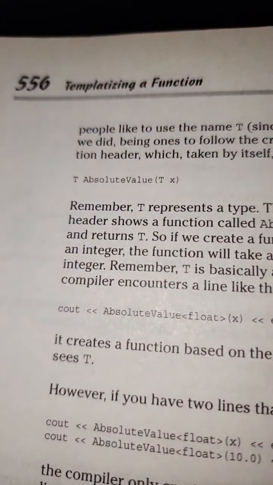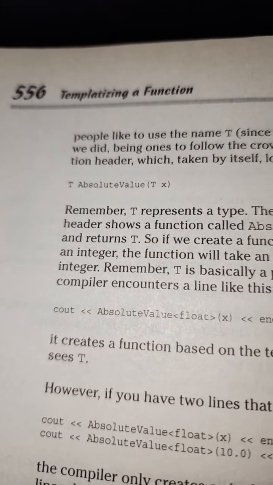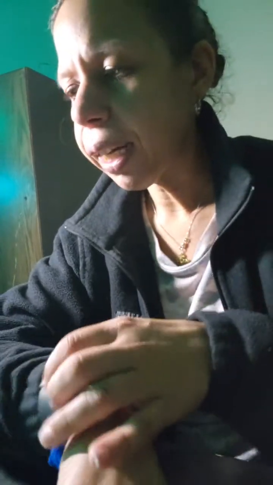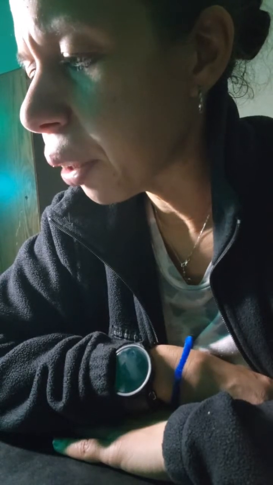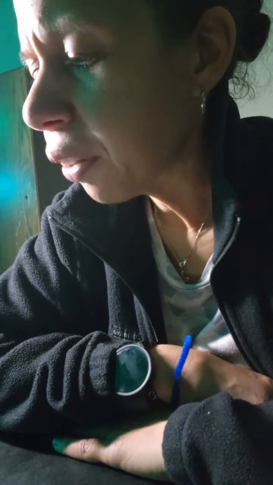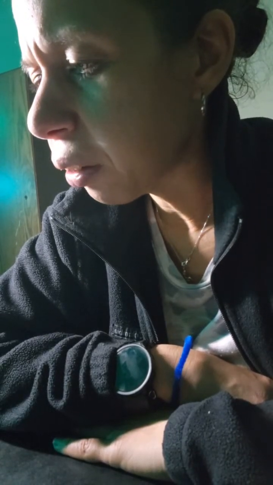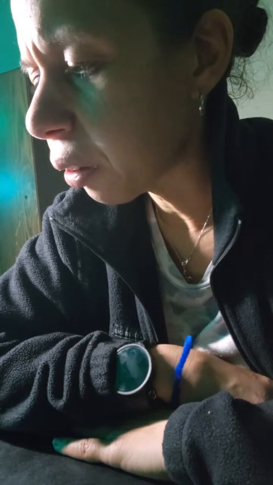T absoluteValue(T x) inside parentheses. Remember, T represents a type. Therefore, this portion of the function header shows a function called absoluteValue that takes T as a parameter and returns T. So if we create a function based on this template by using an integer, the function will take an integer as a parameter and return an integer.